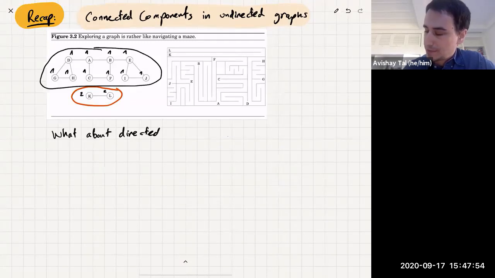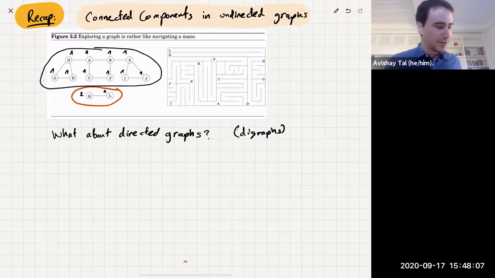Yeah, by the way, there's a short way to write directed graphs. It saves some time and space, so we call them digraphs. Okay, so from now on, I'm probably going to use this notation.